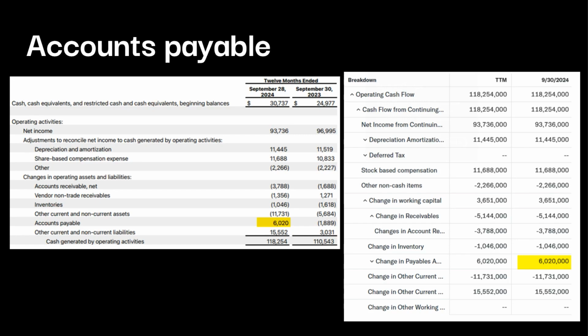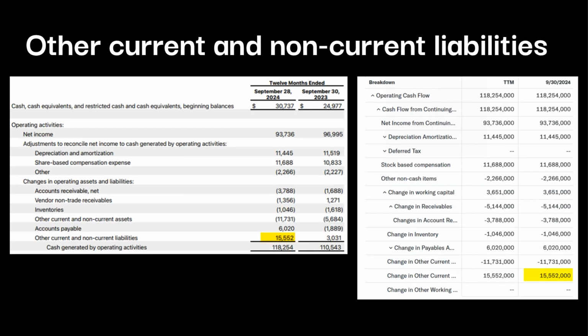And lastly, accounts payable, right? Money owed to creditors or suppliers, right? 6,020, a positive number on that side of things. All right, other current and non-current liabilities, right? 15,552 for each of these on this side of things.